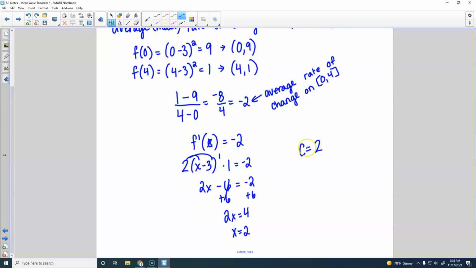So what this is finding is the x coordinate of the point where this happens. Your f prime is just using your chain rule to find your derivative. So if it asks you to find that c value, you take your average rate of change and you set it equal to the derivative, because the derivative gives you instantaneous rate of change. So to find c, set the derivative equal to the average rate of change.